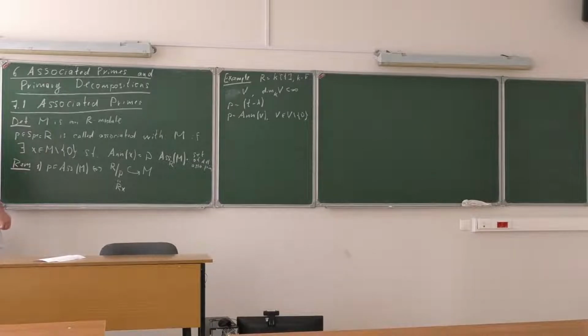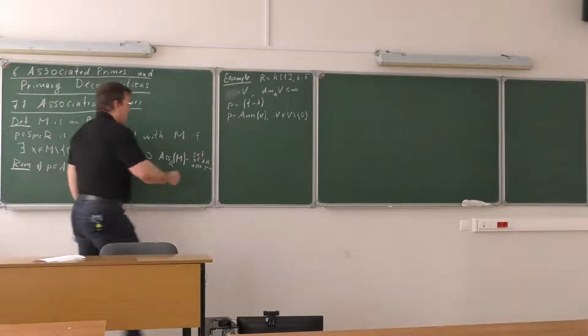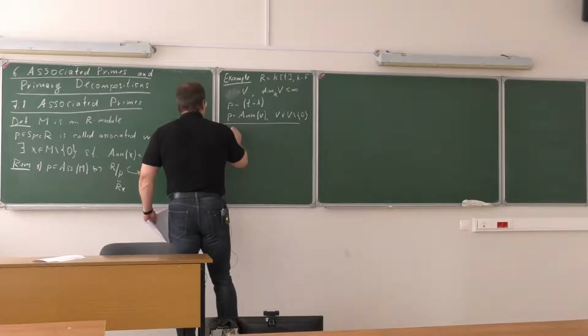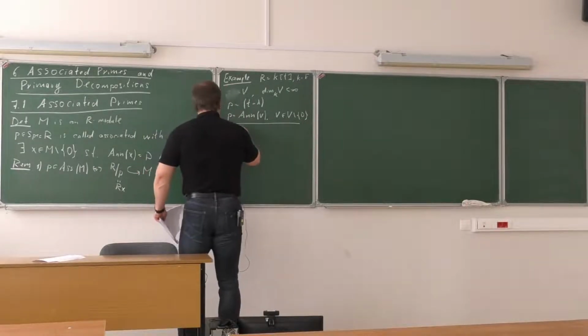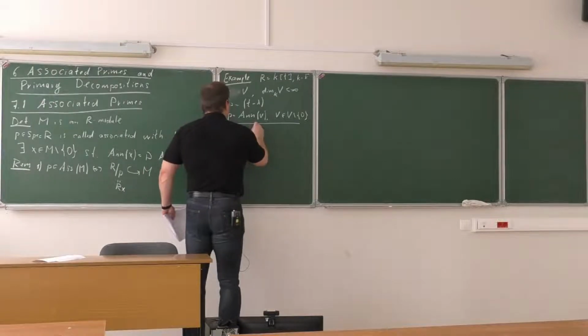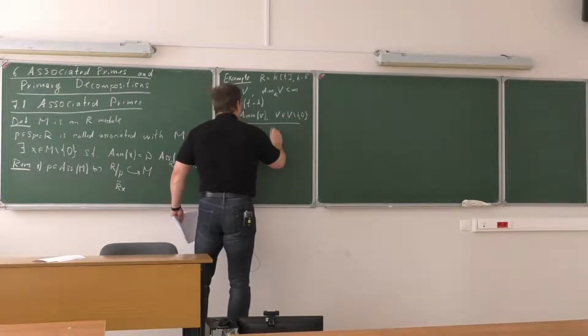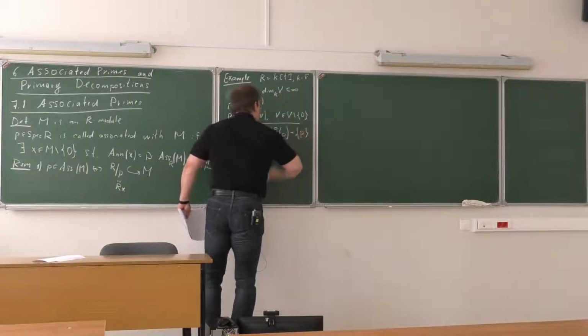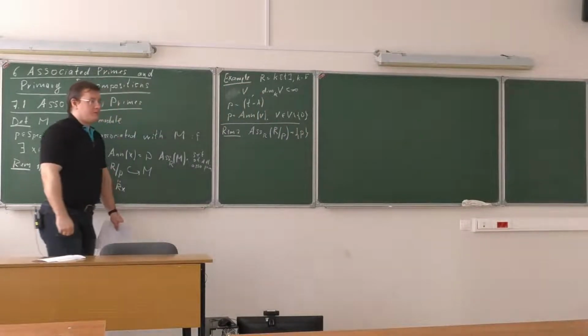So this is the first remark. And the second remark is a little exercise: if you want to understand the associated primes of the quotient R mod P, I claim that this is a set that consists of only one element.